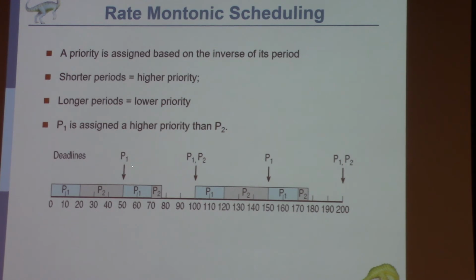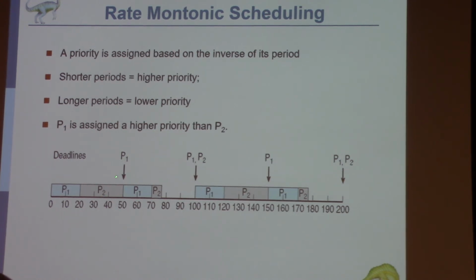So that's the P1 deadline here. P1's deadline is every 50 milliseconds: P1 here, P1 here, and P1 here. And P2's period is every 100, 100, 100, which means P1 is always higher priority. So, for example, the first time P1 will be selected. Within its period it's done. Then P2 will be selected.